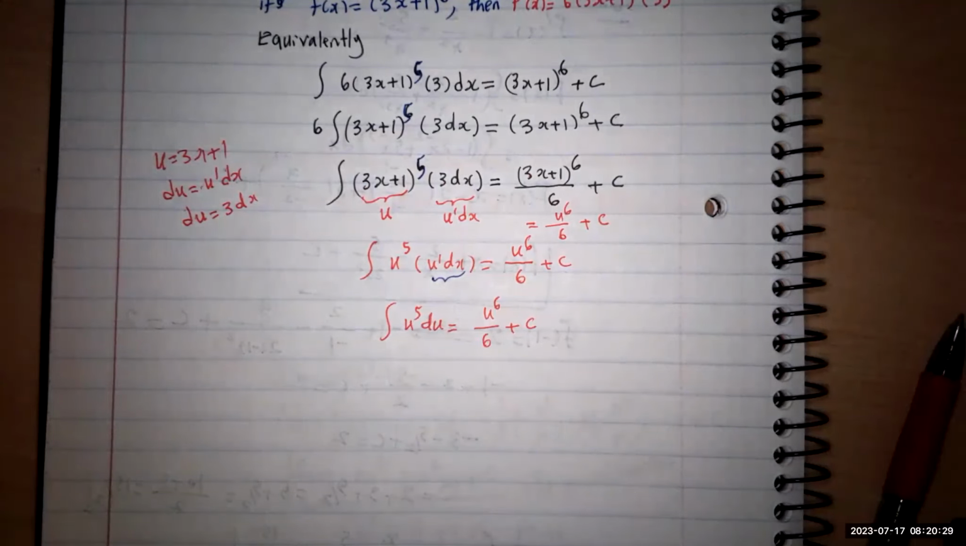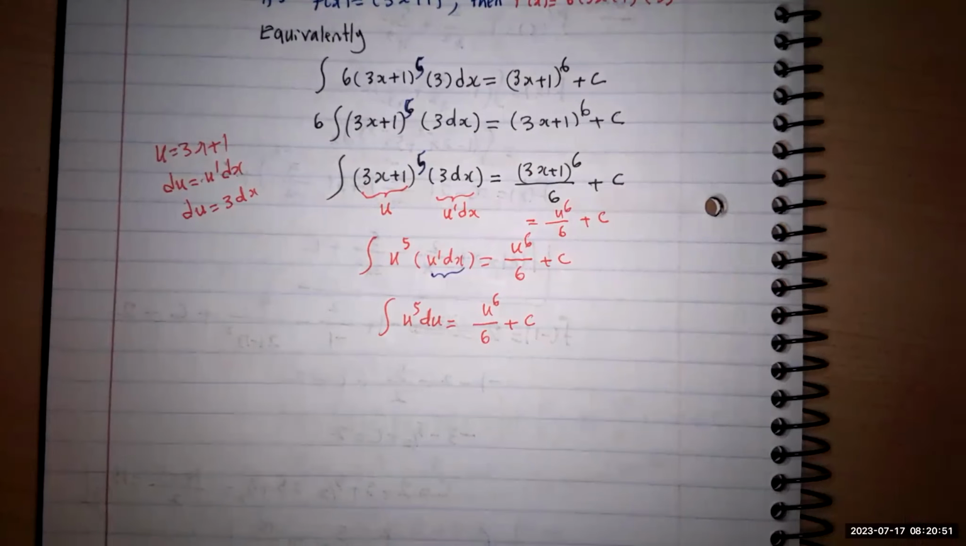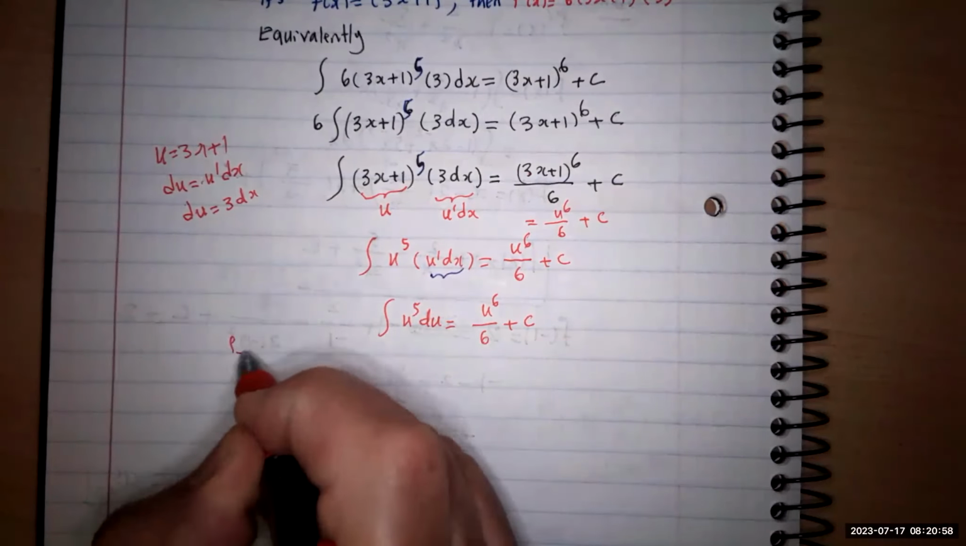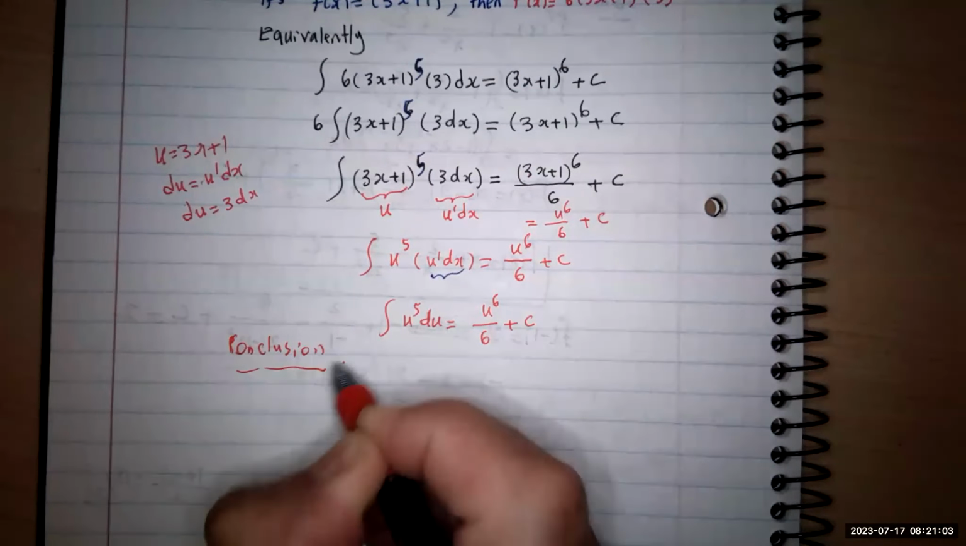If you have the integral of x to the n dx, the action of integration would be x to the 6 over 6 plus c. If you have u to the 5th du, it's going to be u to the 6 over 6. If you have t to the 6 dt, it's going to be t to the 6 over 6. So as you can see, we arrive at what we call the generalization of the power rule.